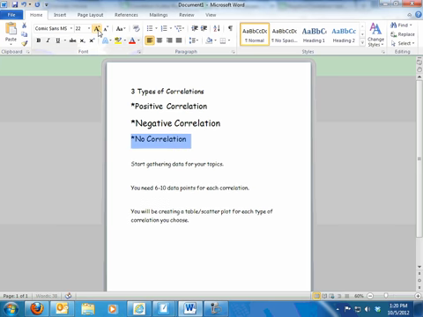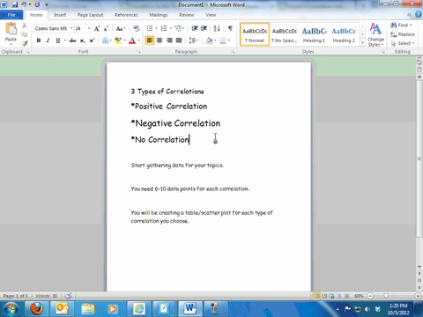Now you can gather your data from the internet, or if it would be easier for you, I would maybe take some polls of your friends, of family members, of neighbors. Go to the grocery store, go out to eat, wherever you do life. Start thinking of and collecting data for these types of correlations. So that's your assignment for the weekend: to start gathering data, start coming up with the topics you're going to make your scatter plots over.